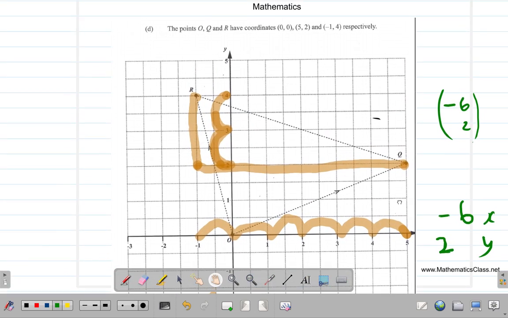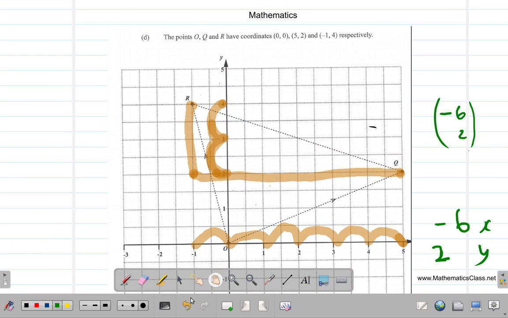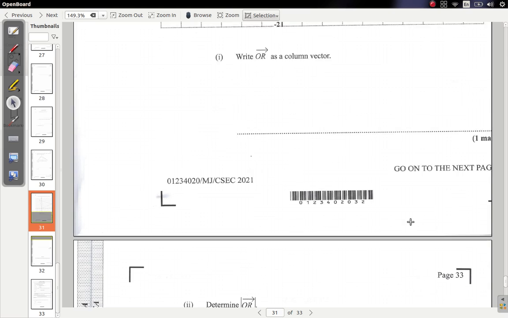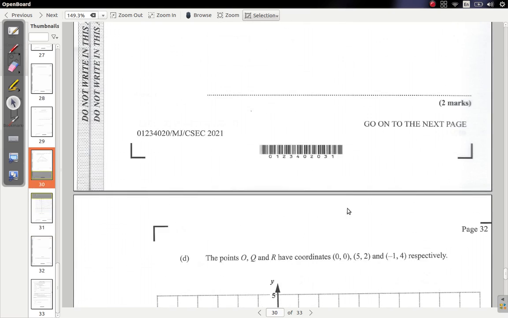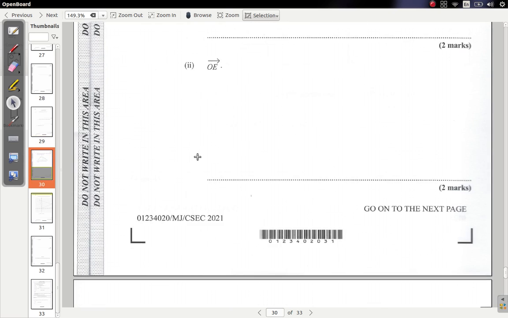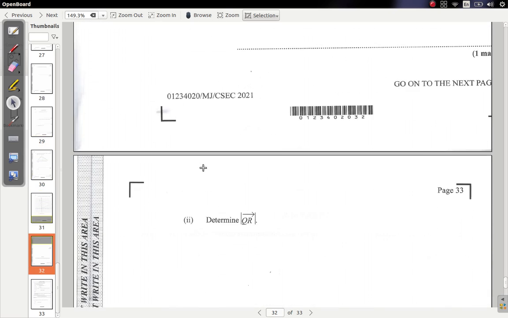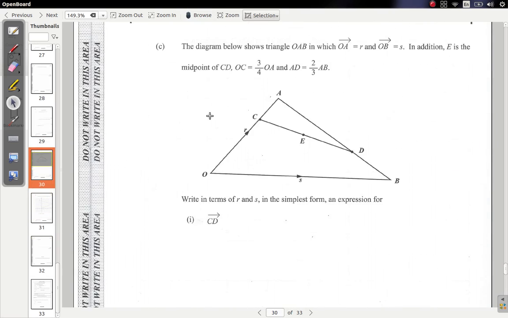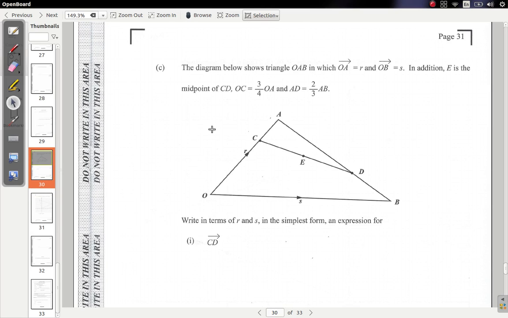Now, your homework is to do this part of the question again, but do not look at this solution or any other. Take this question and do parts C and D completely on your own. That is your homework. So that will be it for today.